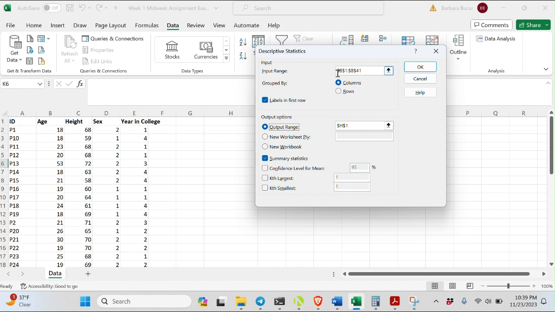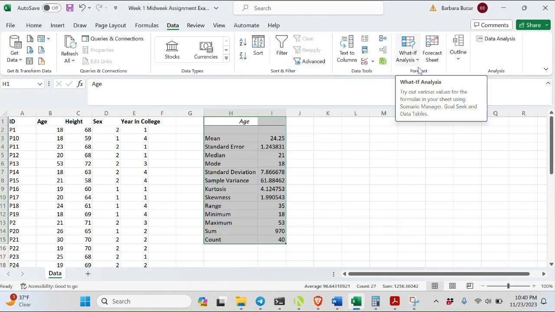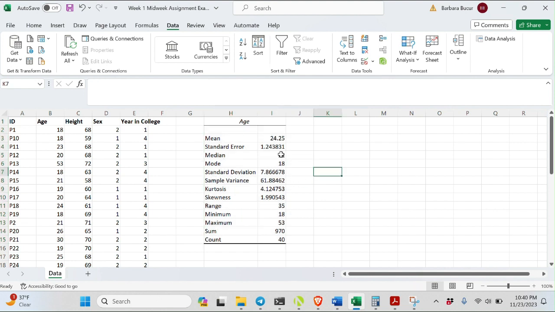So you basically want those cells B1 through B41, and you want to make sure labels in first row is checked. And then just pick somewhere for the output range. You may have more in your file than I have, but just pick a clean space where you don't have anything and put where you want that output to start. Then you just click OK. And like I said, keep in mind your mean for age is going to be different than mine because we all have different data that we made up.